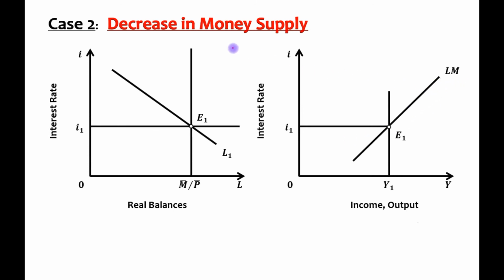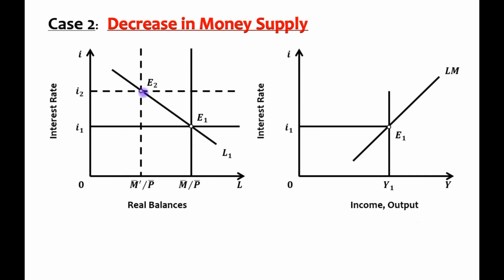Now suppose that money supply decreases, then there will be a leftward shift in the real money supply schedule. Now you can observe that at the initial equilibrium interest rate, money demand is greater than money supply. So the equilibrium interest rate has to be higher to induce people to hold a smaller real quantity of money. And the new equilibrium interest rate will be OI2.